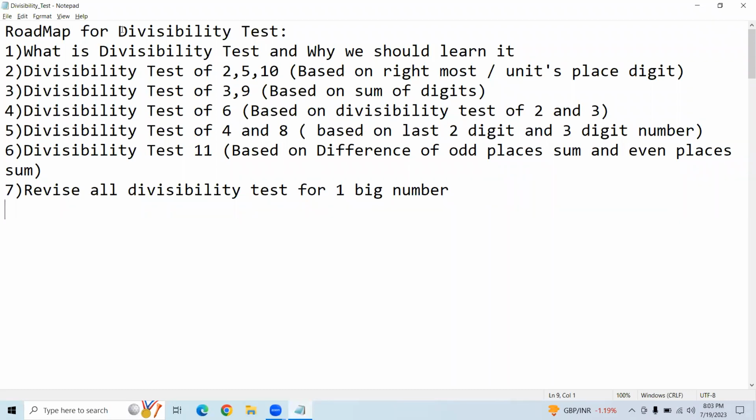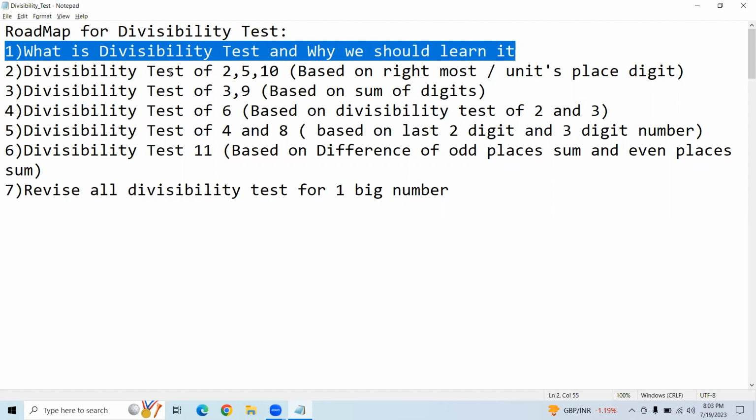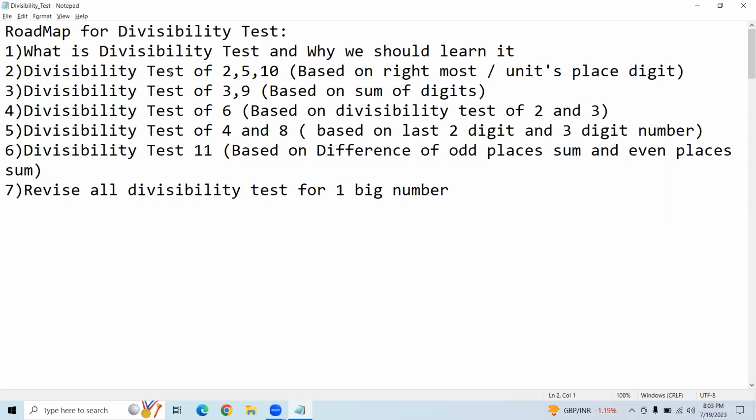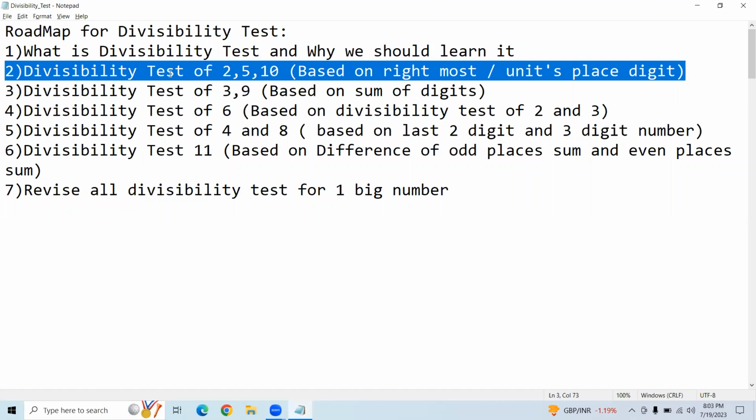Today we are going to learn the topic divisibility test. So this is the roadmap for learning divisibility test. First we will see what the divisibility test is and why we should learn it. Then we will look at the divisibility test of 2, 5, 10. These all are based on the rightmost digit or unit place digit.